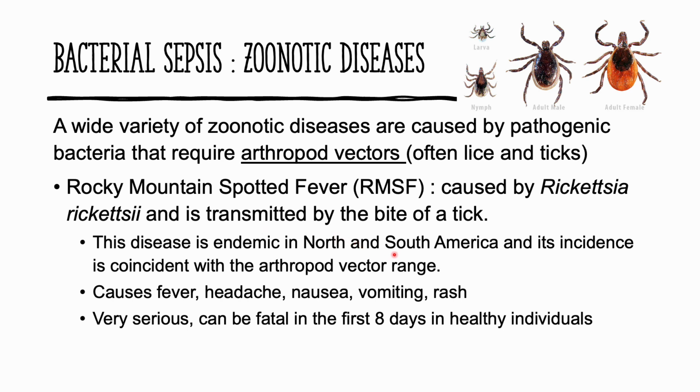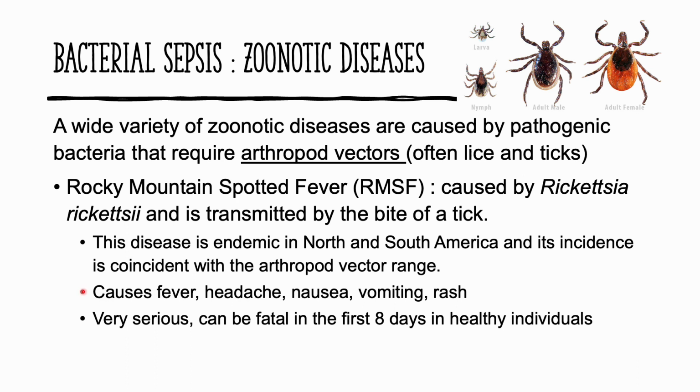And this disease is endemic to North and South America, so it's relevant to us, but the incidence, or the new cases of this happening, is coincident with the arthropod vector range. So it's wherever this tick is present that you can potentially get this bacteria in your system. And so in terms of North America, that's most often going to be more mountainous and woody areas. So the incidence is very low in Florida, but it's still possible. It's going to lead to signs and symptoms like fever, headache, nausea, vomiting, and rash. And these are very generalized signs and symptoms, so it is a little bit more difficult to diagnose.